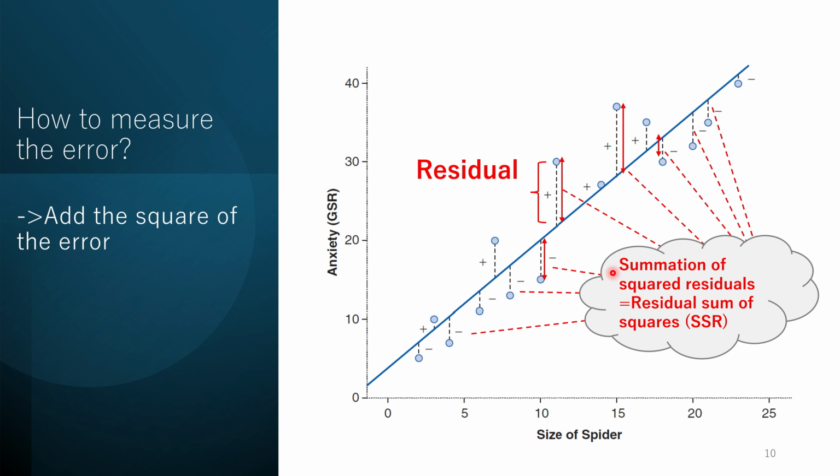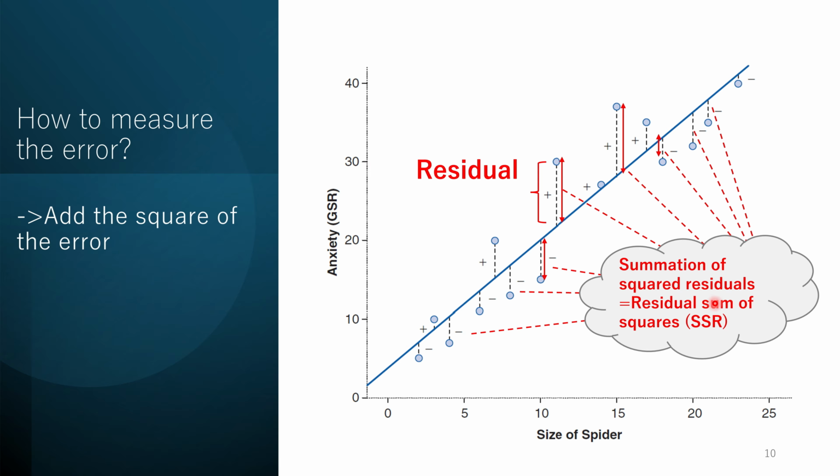Now that we know what the residuals are, the next question is, how do we measure the total error in the model? We can't just add up the residuals directly because some of them are positive and some are negative, so they would cancel out. So instead we first square them and sum them. That total is called the residual sum of squares.